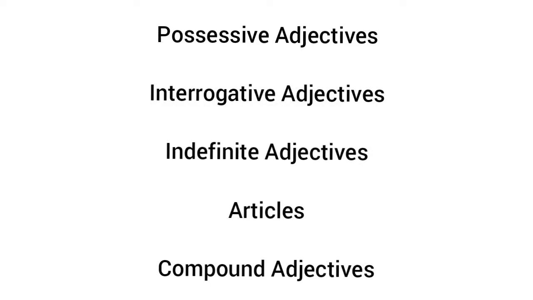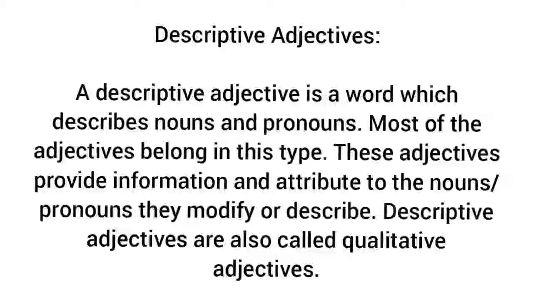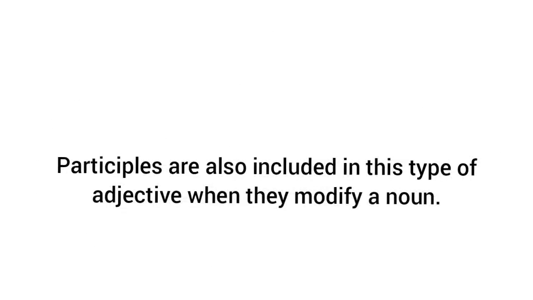Now let us look at what descriptive adjectives are. A descriptive adjective is a word which describes nouns and pronouns. Most of the adjectives belong in this type. These adjectives provide information and attribute to the nouns or pronouns they modify or describe. Descriptive adjectives are also called qualitative adjectives. Participles are also included in this type of adjectives when they modify a noun.